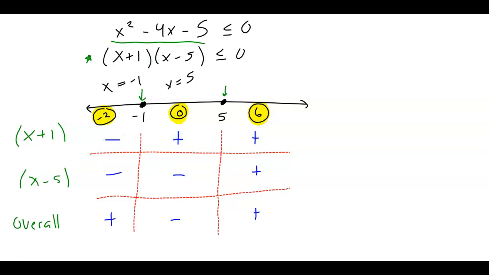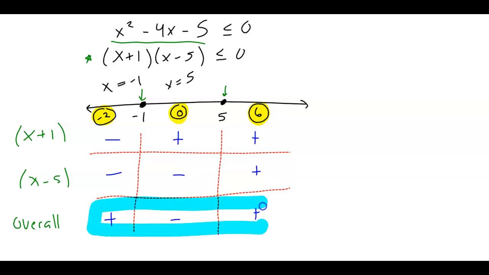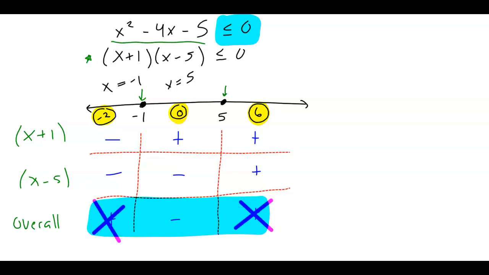Now, the most important thing are the overalls. So once you get this chart, this is really what you're looking for, and you get your answer from the original problem. They want to know, when is the quadratic less than or equal to 0? So obviously we don't want the positive regions. Less than or equal to 0 would be the negative region, which is between -1 and 5 on the number line. So therefore, my answer would be -1 to 5.